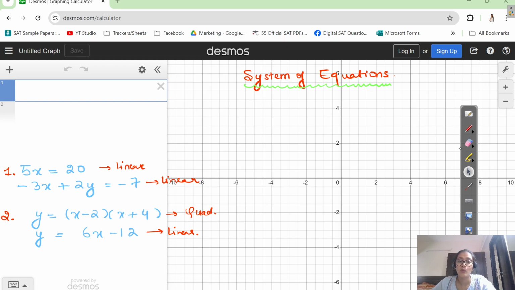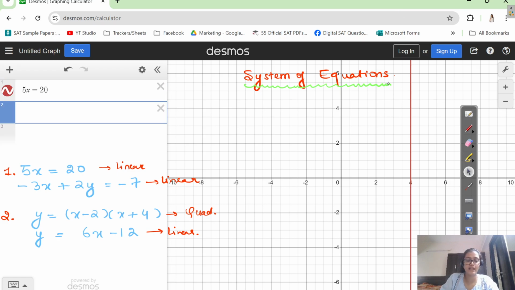Now with a system of equations, you just have to do one thing. As we did in equations, you just have to plot both the equations. So 5x equals 20 is this line, and then we have negative 3x plus 2y equals negative 7. So these are the graphs of these two equations.